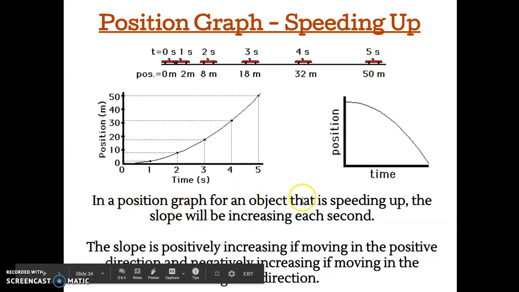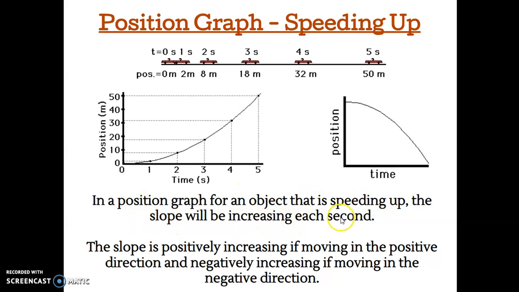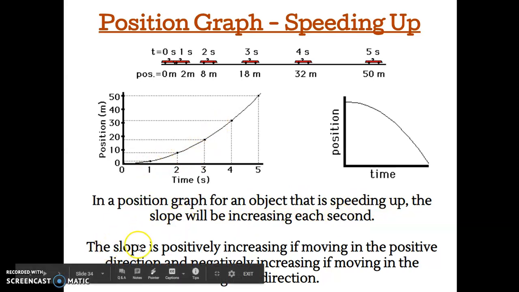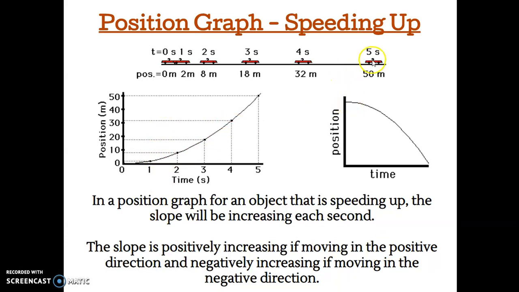So in a position graph for an object that is speeding up, the slope will be increasing each second. We just said that for this graph. And the slope is positively increasing if moving in the positive direction, as in this graph. But let's say the object was moving in the negative direction. Then we can see from this graph, the slope is still increasing as we go along this way. The slope is increasing, but it is a negative slope. So that means our object is speeding up still because the slope is always increasing, but it is going in the negative direction.